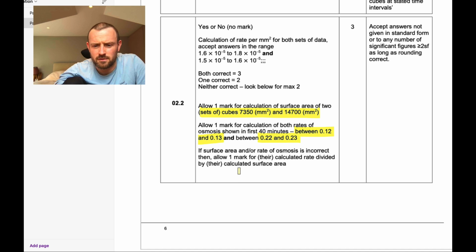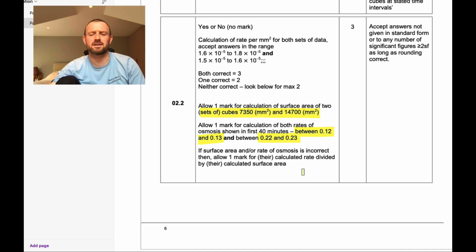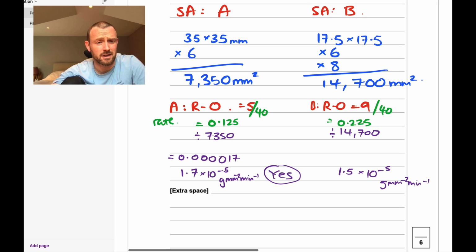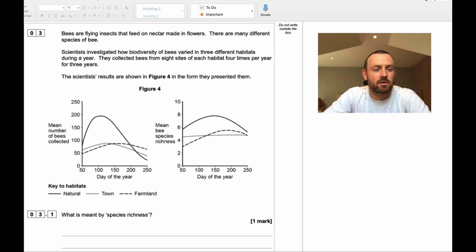So if they can tell that you did do a rate divided by a surface area, even though your rate and the surface area were wrong, you could have still got a mark, which is quite nice, I suppose. That was a really hard mathematical question. I hope you enjoyed it. Okay, moving on to question 3.